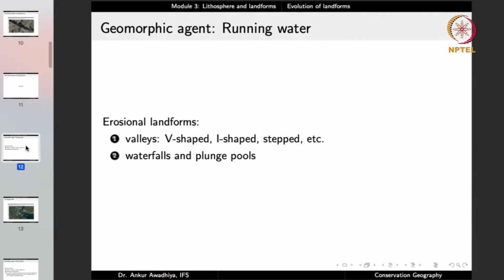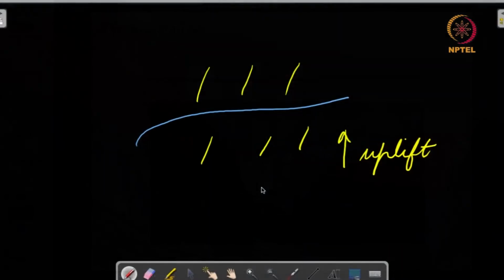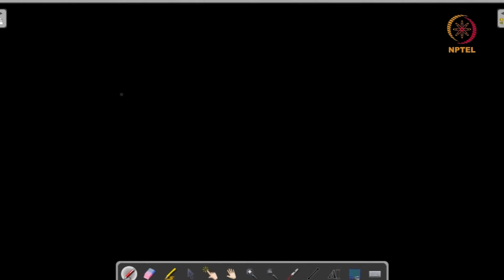Other structures are waterfalls and plunge pools. So here we can observe the Niagara waterfall. Now here again you have an elevation here and you have an elevation here. So this area has a higher elevation, this area has a lower elevation, because of which the river just falls from the top and forms a waterfall. Now when you have a waterfall in this area, you will also have a plunge pool. What is a plunge pool?